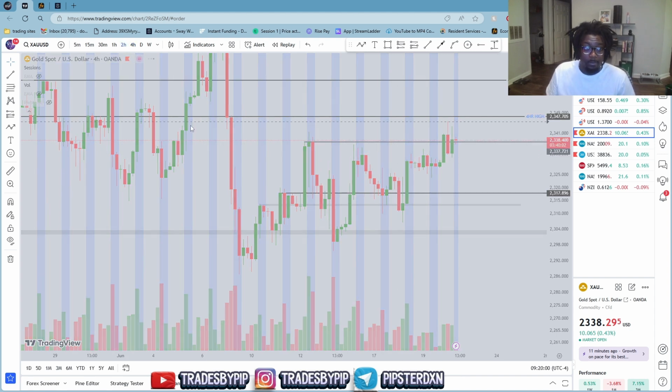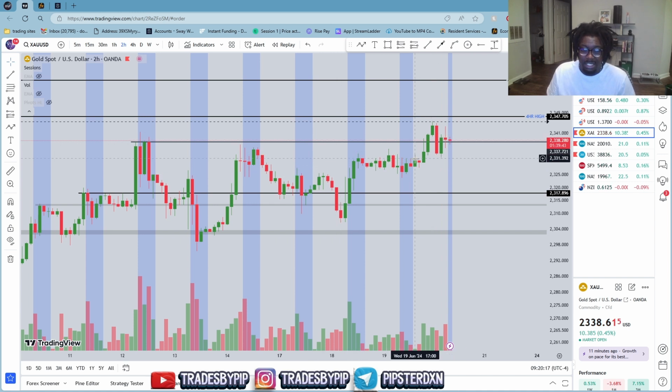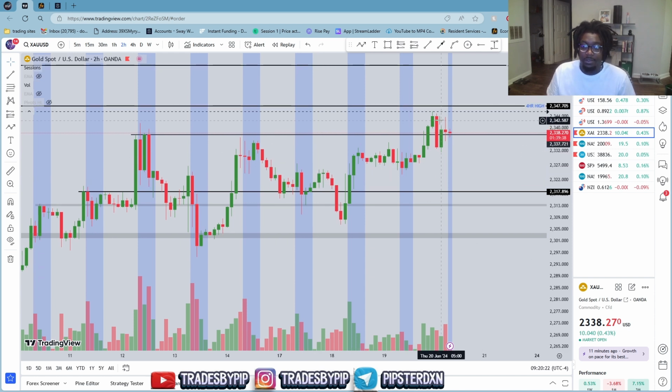On the lower time frame on the 2 hour, you can see just a little bit more detail, but we're going to go on the 1 hour and 1 second. I just want to take consideration that every 2 candles is a 4 hour.